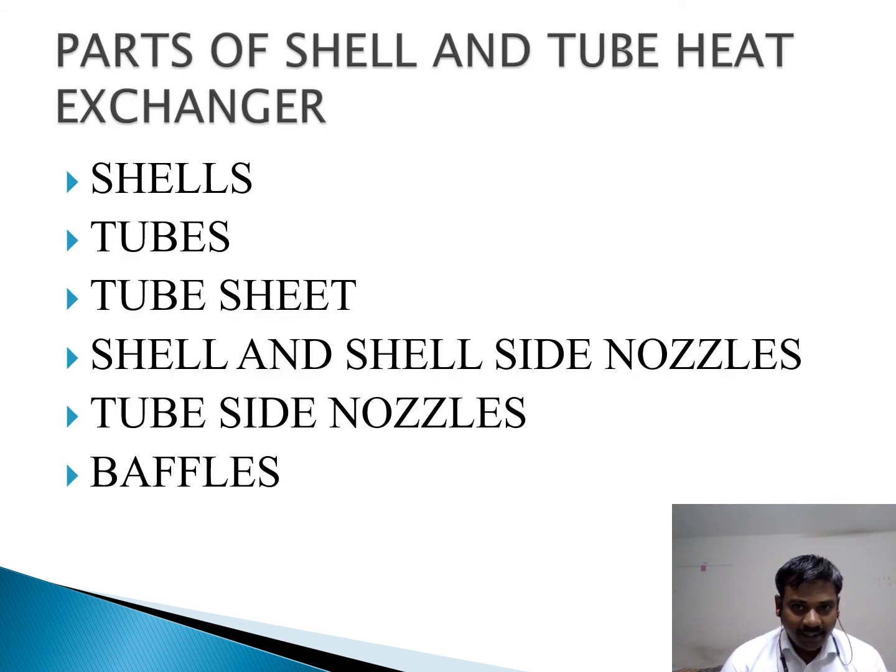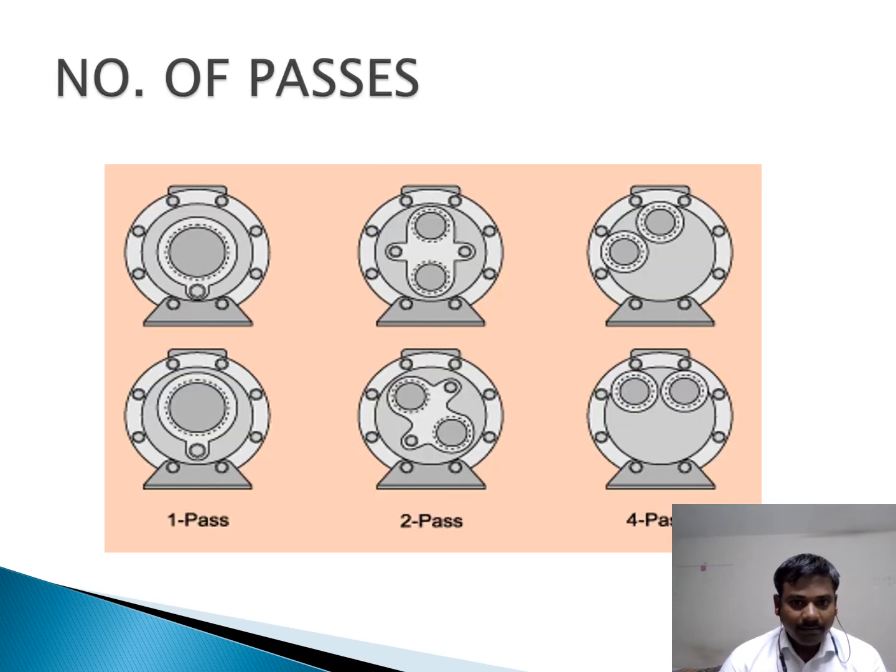So what are the main parts of the shell and tube heat exchanger? They are the shell, tubes, tube sheet, shell side nozzles, tube side nozzles, and baffles. We have discussed these briefly. Now this is the number of passes. The diagram I showed in the previous slide is a one pass, meaning we have one shell and two tubes. And this is the two passes.